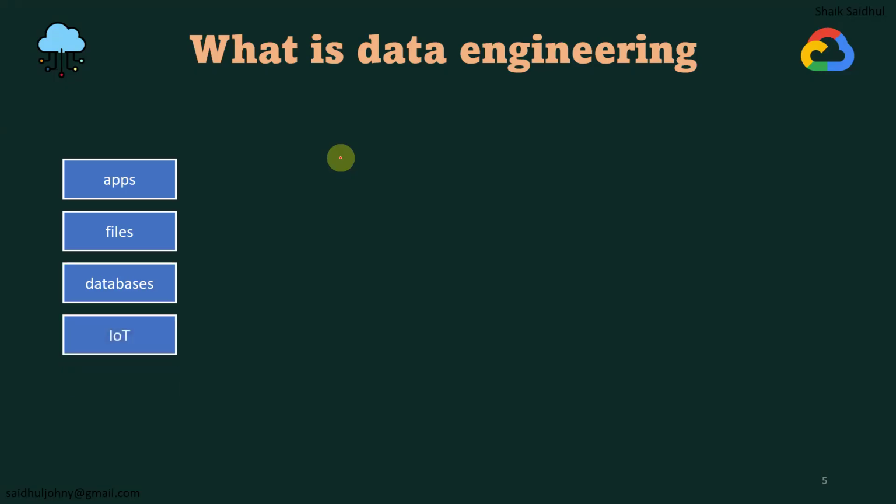Nowadays you might be hearing about sensor devices. There are plenty of sensor devices in our area and premises, and a huge amount of data is getting generated from these sensor devices too. So we have data coming from applications, files, databases, or IoT devices. These are what we call data sources. So you have data coming from multiple data sources.